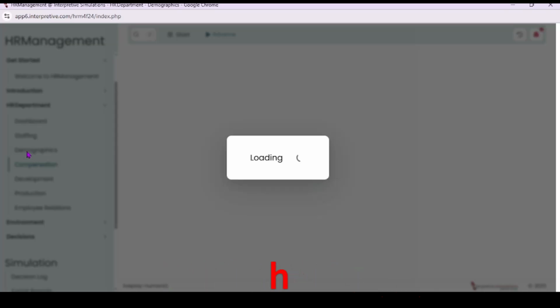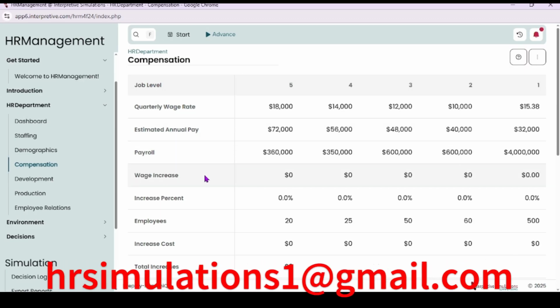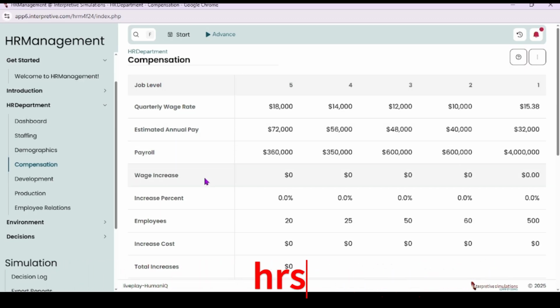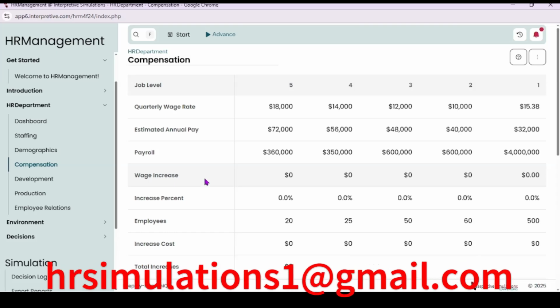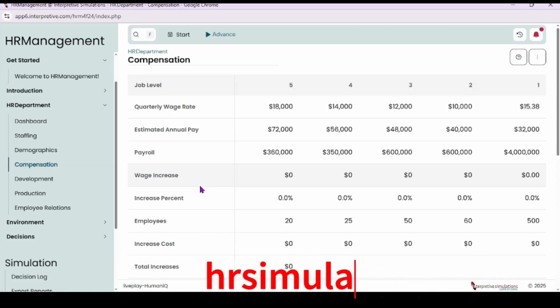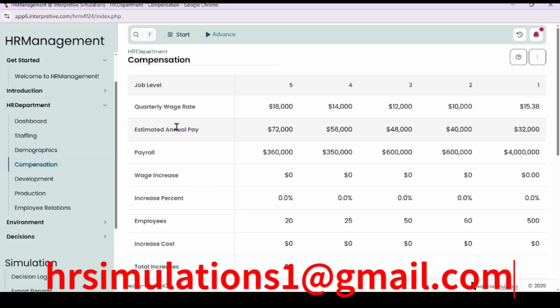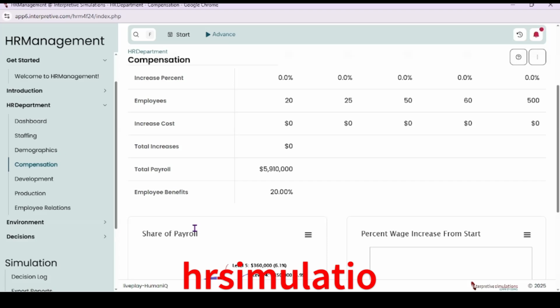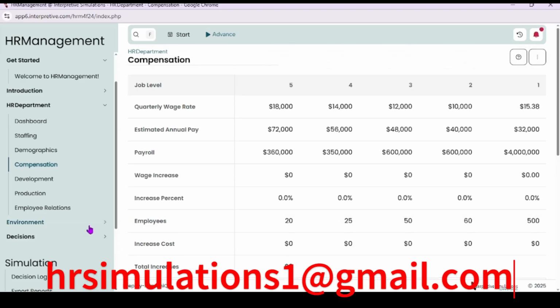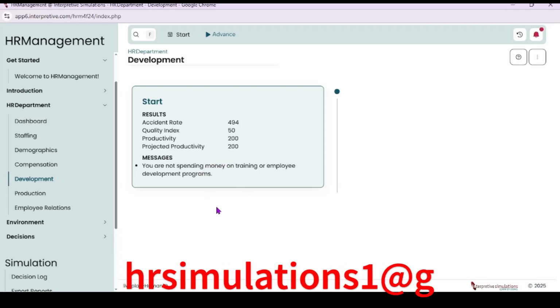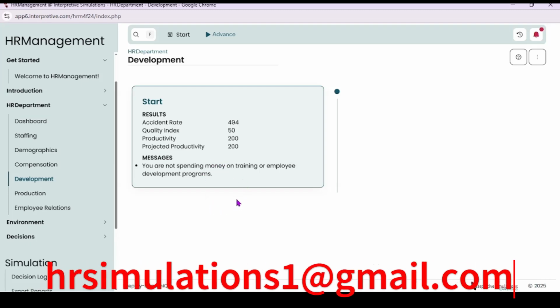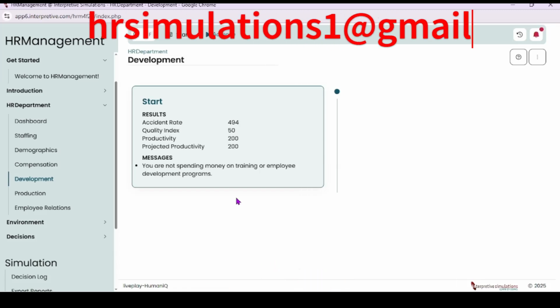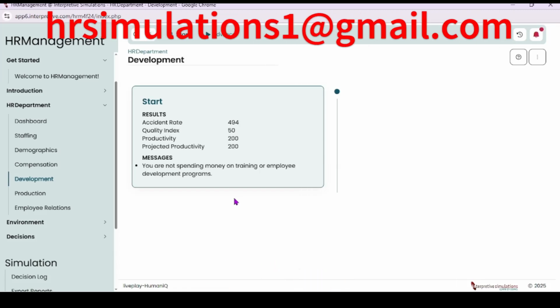Next, the compensation. With compensation, we're talking about giving back to our workers. Maybe the wage, if they need a wage increase, the quarterly wage rate, the estimated annual pay, the payroll, and also the employee benefits. Next is the development, where we're talking about spending money on training or employee development programs. We can talk of how we can increase productivity and the quality index in the company.